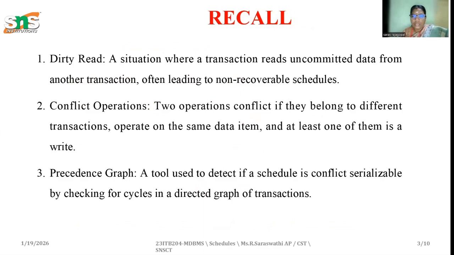Recall the dirty read. A dirty read is a situation where a transaction reads uncommitted data from another transaction, often leading to a non-recoverable schedule. Conflict operations are two operations that operate on the same data item. A precedence graph is a tool used to detect whether a schedule is conflict serializable. It's a directed graph of transactions.